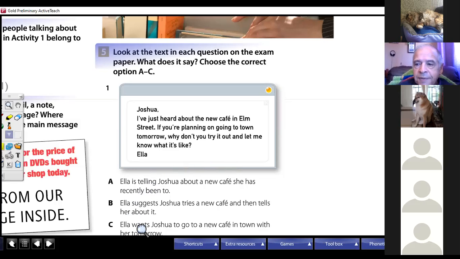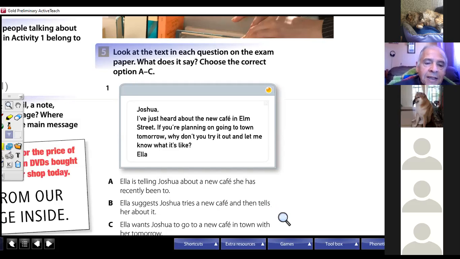So you have three options in there. Read the options, please, Catalina Belen. A, B, and C. A. Ella is telling Joshua about a new cafe she has recently been to. B. Ella suggests Joshua tries a new cafe and then tells her about it. And C. Ella wants Joshua to go to a new cafe in town with her tomorrow.